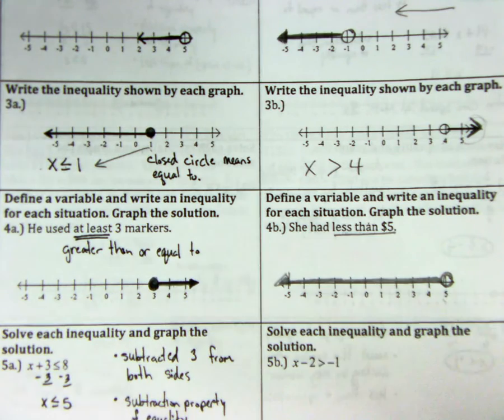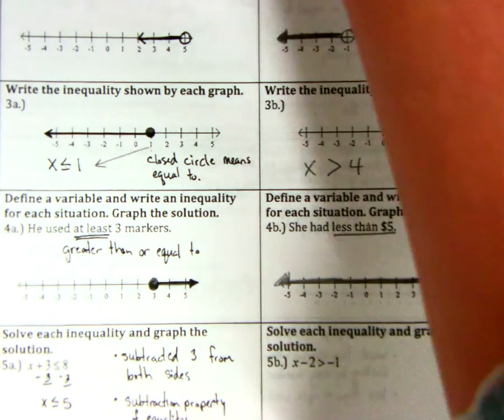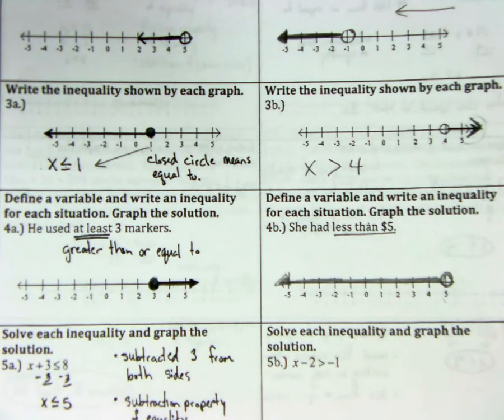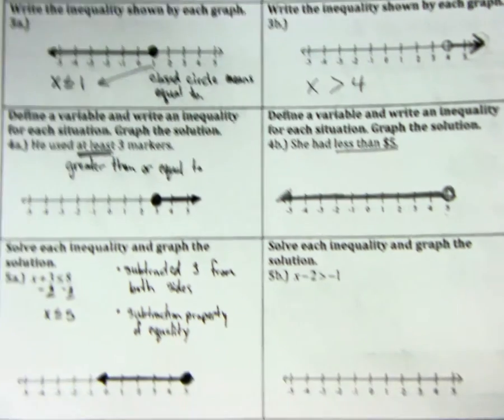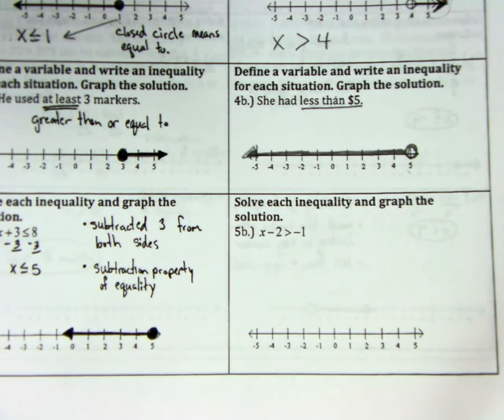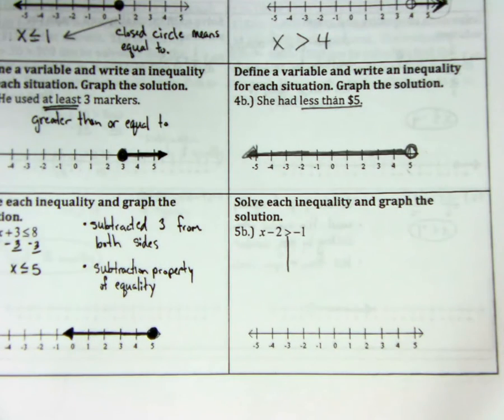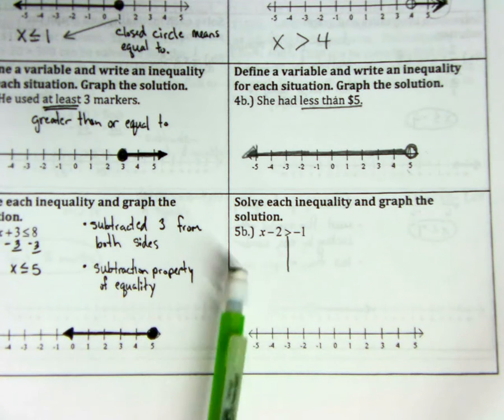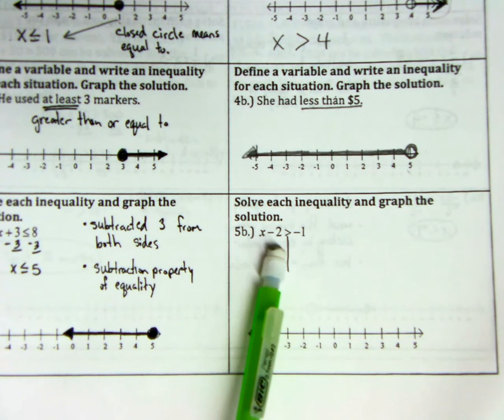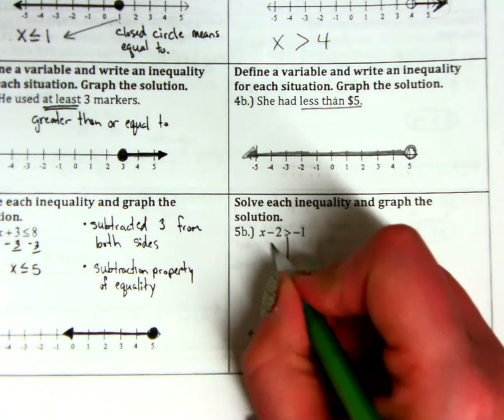All right, now the next couple are solving inequalities. Okay, so we're going to solve these exactly like we did equations, and then the only extra thing that we're going to have to do is graph them. So we'll draw our little line here, and we need to get x by itself, so we need to get rid of that -2. We get rid of a -2 by adding 2 to both sides.